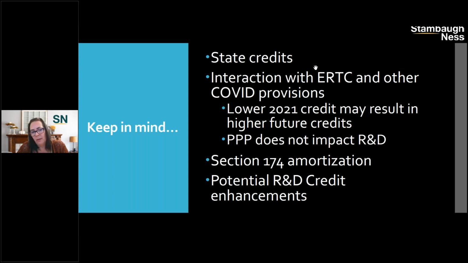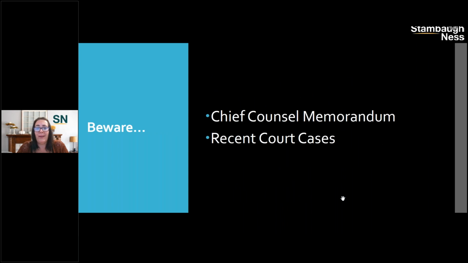So those are some things to keep in mind, and then a few things of which you want to beware. Dated September 17th and released October 15th of this year was a Chief Counsel memorandum from the IRS, basically stating that all research credit refund claims are going to be subject to a higher level of documentation. People have until January 10th of 2022 to get that documentation in place.